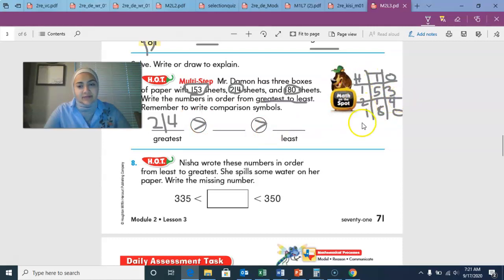Now looking at the other numbers, we have a 1 and a 1 in the hundreds place. Are they the same or is there one greater or less than the other? They are the same. So my next step is to look in the tens place. So looking in the tens place, which number is greater? Remember, looking for the greater number this time, the bigger number. What's bigger, 5 or 8? 8 is bigger than 5. Very good. So the next biggest number would be 180. And then the smallest number would be the last number we haven't used, which is 153.